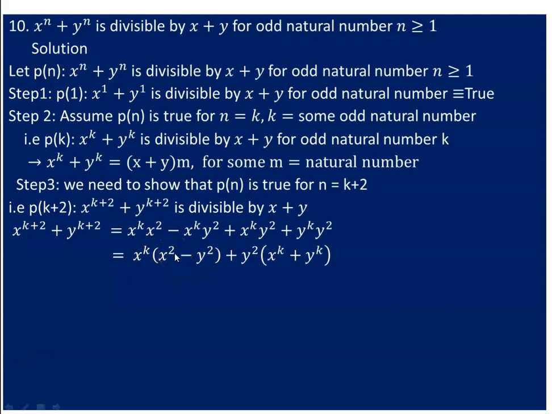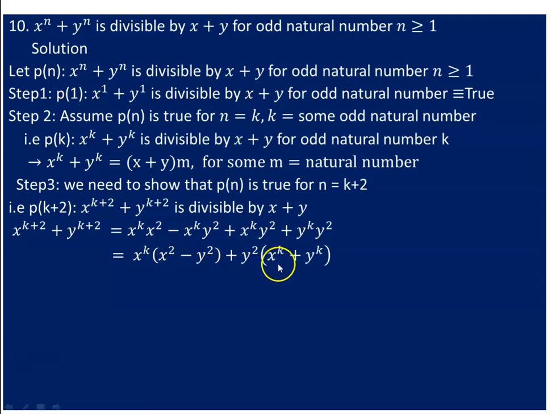Our intention is to have this x plus y here and there, because later I can take x plus y as a common factor out and obtain x plus y to be a factor of this one. So my intention is to have this x plus y in both these two terms. So this can be written as x minus y times x plus y.